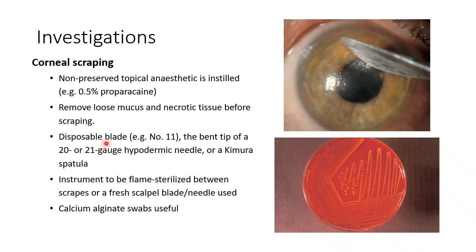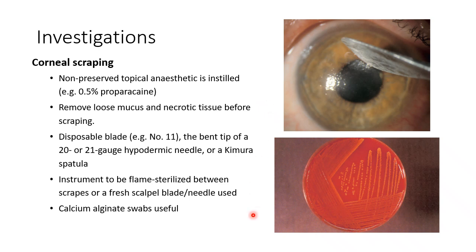It can be done with the help of a disposable number 11 blade, bent tip of a 20 or 21 gauge needle, or a Kimura spatula. What is to be scraped? The edges and the floor of the ulcer have to be scraped. Okay, as you can see in the picture, in the first picture.